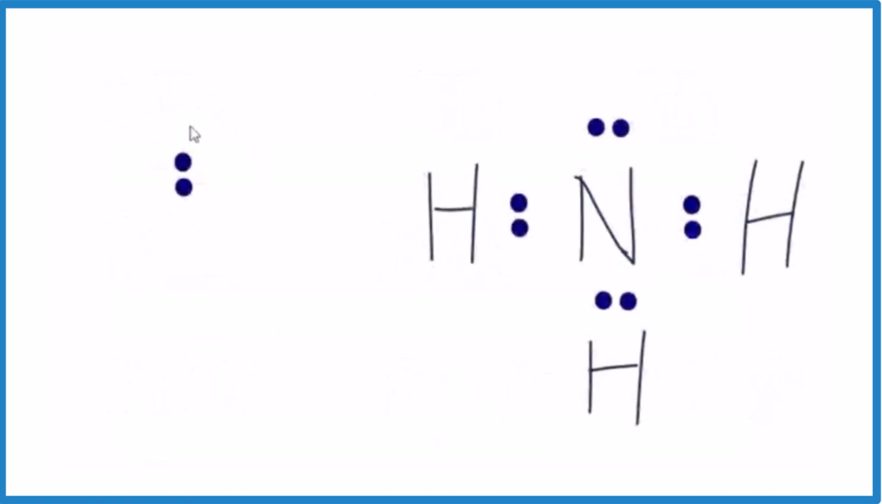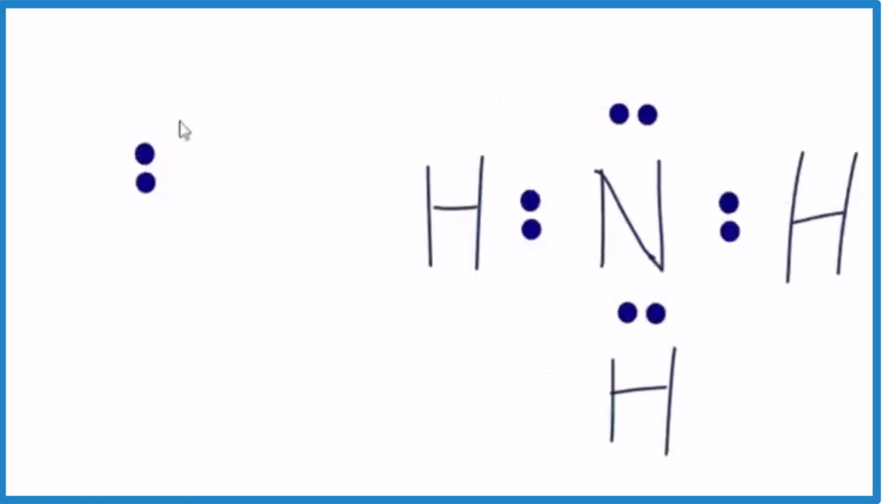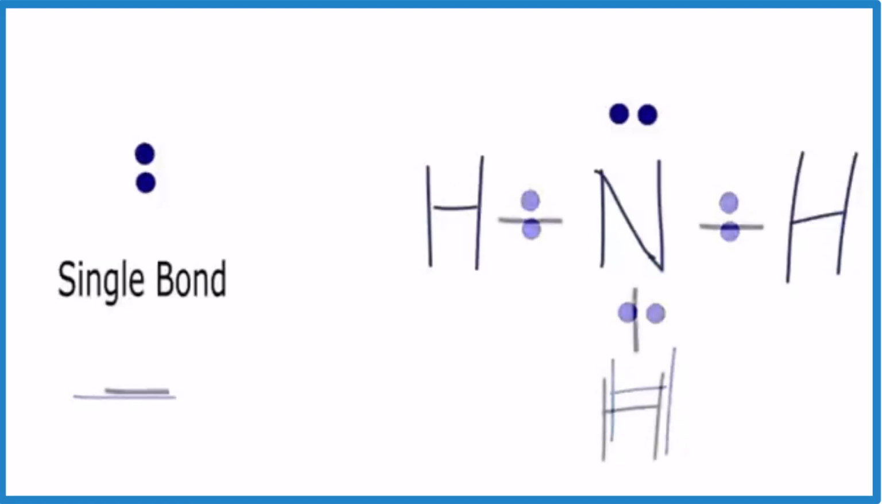Just a quick note, whenever you have a pair of electrons like this, that's called a single bond. And we can write a single bond also by putting a line like this. So in our NH3 Lewis structure here, we can replace the bonds, these pairs of electrons between 2 atoms, with single lines. And that'll mean the same thing. It's the same Lewis structure, just a different representation.